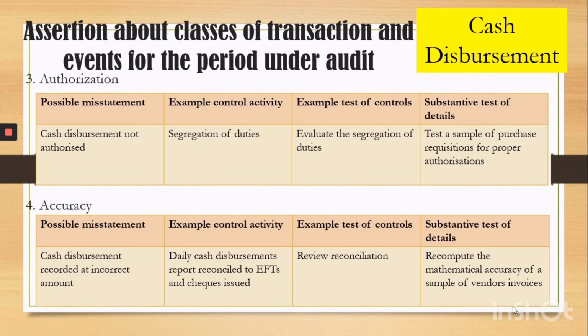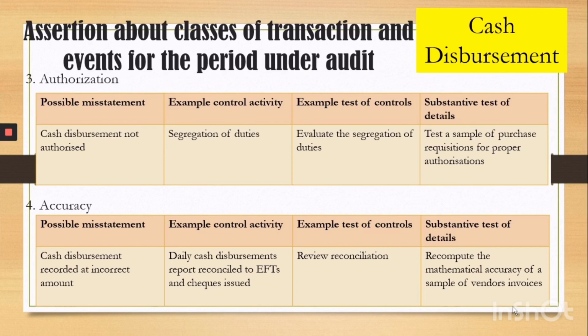Authorization. The possible misstatement with regard to the authorization is that the cash disbursement has not been authorized. So the example of a test of control that can be done by the auditor is that the auditor may evaluate the segregation of duties, since that is what the internal controls are doing. However, if the auditor finds out that the analytical procedure cannot be performed effectively, the substantive test of details needs to be performed by the auditor, which in this case the auditor needs to test a sample of purchase requisitions for proper authorization. The fourth component is on accuracy.